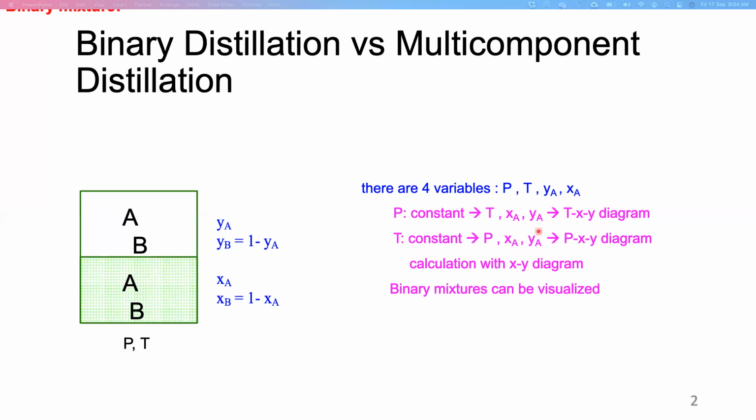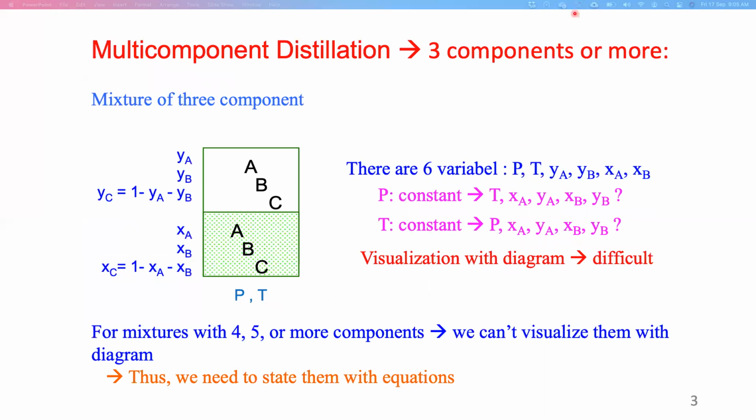With that, we can also understand the correlation to the XY diagram, for example to see the equilibrium composition between YA and XA. So then we can also have an XY diagram. That's what you've done so far, actually the preparation for next week's exam: the binary mixture can also be visualized, right?